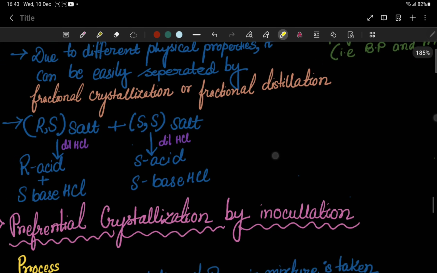Here is how it happens. This is our RS salt and this is our SS salt. We pour dilute hydrochloric acid on it, and then we get R acid and S base HCl, and here we get S acid and S base HCl.